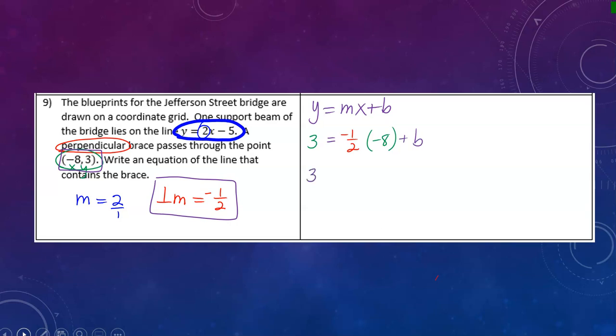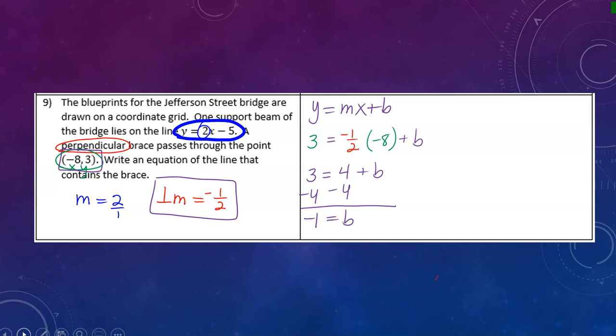So now I need to simplify -1/2 times -8. That comes out to be 4. And it's positive 4 since it's a negative times a negative. And now I'm going to be subtracting 4 from both sides, so I get that b is equal to -1.